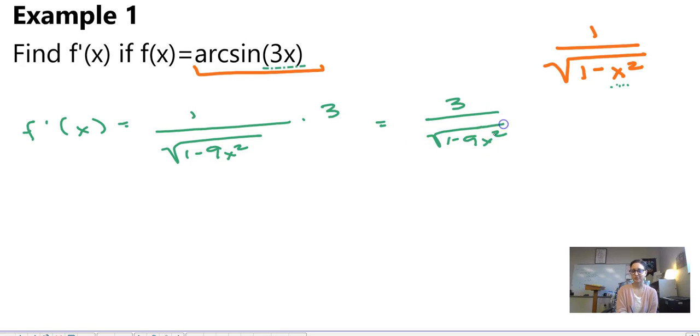Square roots don't distribute, you all, okay? So this does not simplify to 1 minus 3x, all right? It's a square root, a power of 1/2. You can't just magically distribute that square root term by term, okay? So this is your final answer.